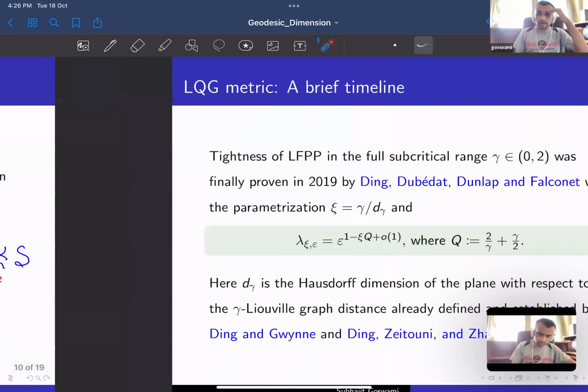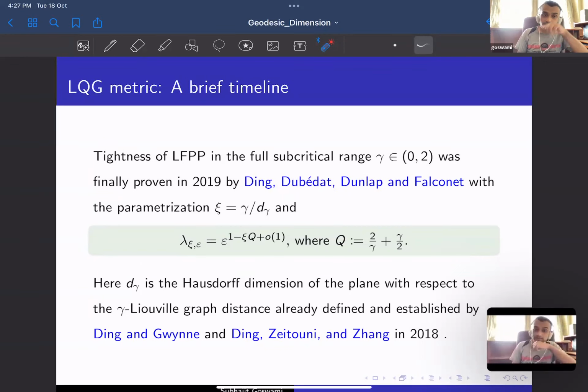Now, the tightness of LFPP in the full subcritical range was finally proven in a breakthrough paper by Jian Ding, Julien Dubédat, Alexander Dunlap, and Hugo Falconet, with the parametrization, as I was telling you, gamma over d gamma, and lambda, this normalizing constant, defined as the median of the left-right distance of a square, is given precisely by this number, which is 1 minus, but what is the parameter?